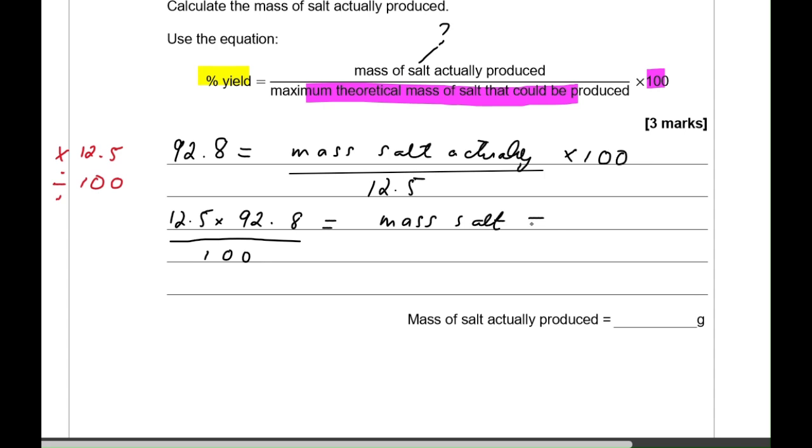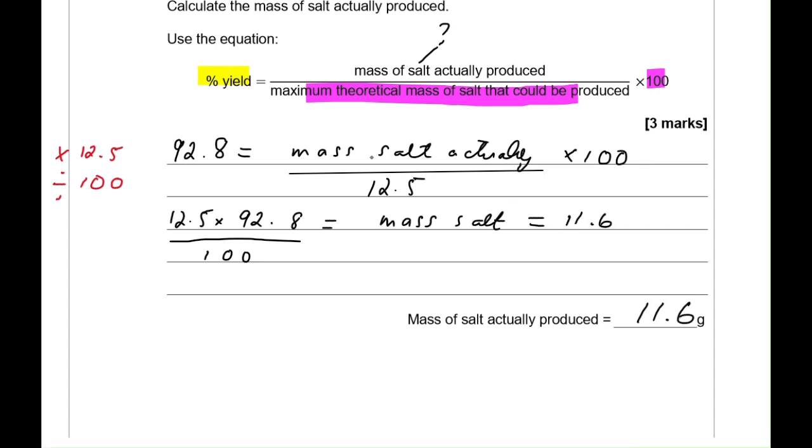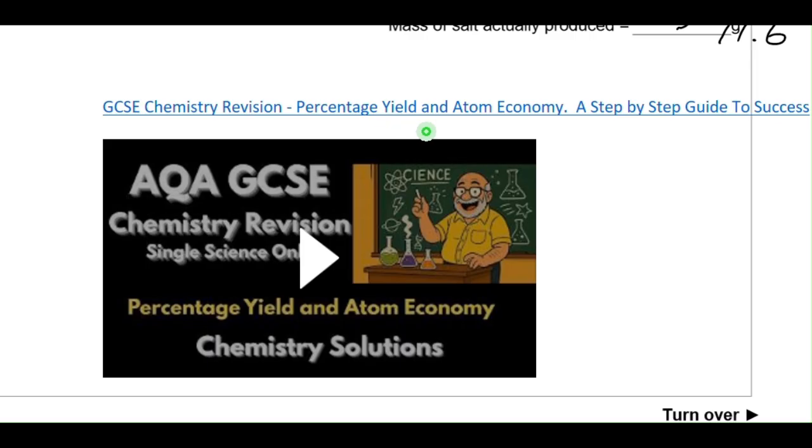So we'll get 1 mark for the equation, 1 mark for the rearranged equation, and 1 mark for the final answer, 3 marks. Now, if you're struggling with chemical calculations, I've produced several revision videos on different aspects of calculations, and there's a link for the one on percentage yield at the end of this video.